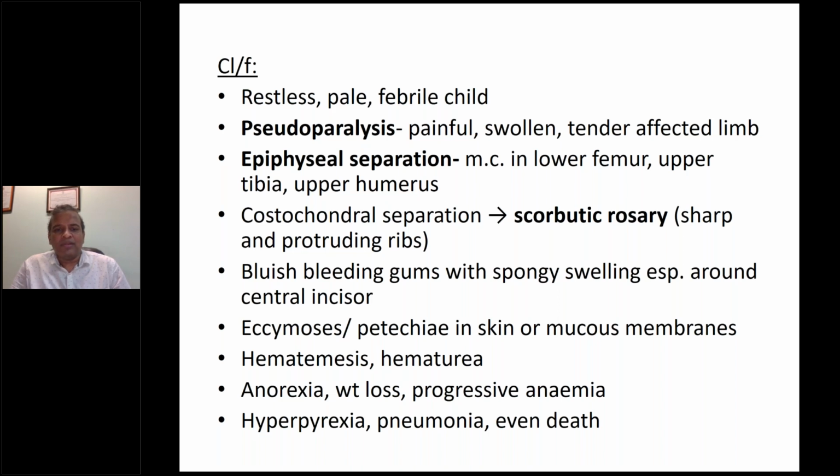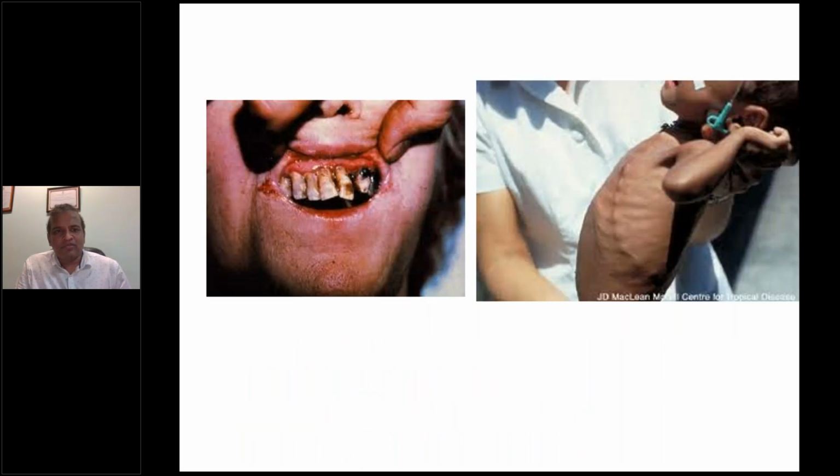There can be bleeding gums, bluish appearance, and spongy swelling around the central incisors. Ecchymosis and petechiae in the skin and mucous membrane, hematemesis or hematuria. There may be anorexia, weight loss, progressive anemia, hyperparathyroidism, and pneumonia can even be fatal. So these are some clinical pictures showing gum swelling and bleeding, and the scorbutic rosary in the right side picture. The classical presentation is in the bones.